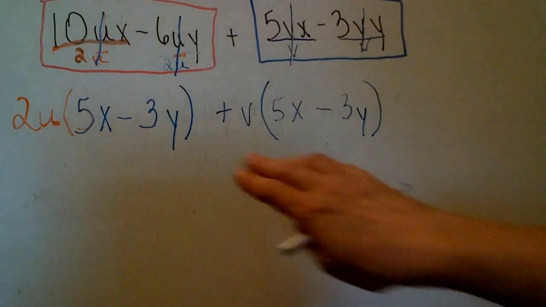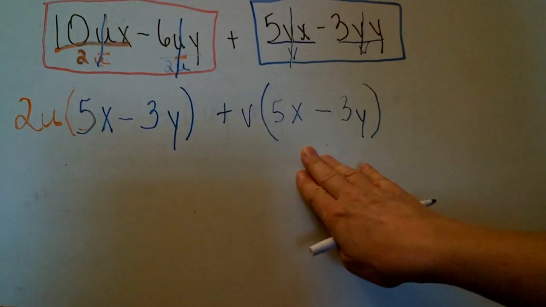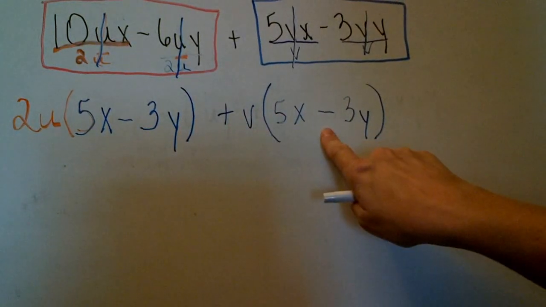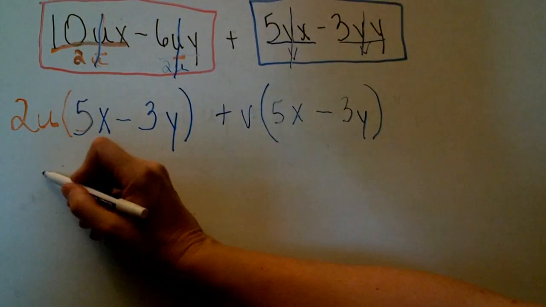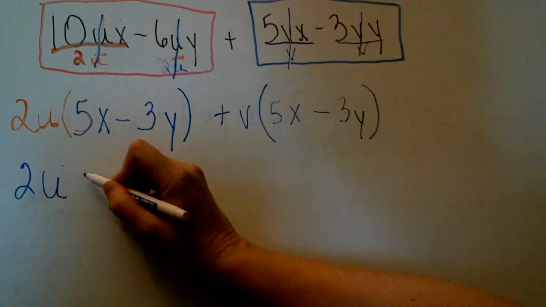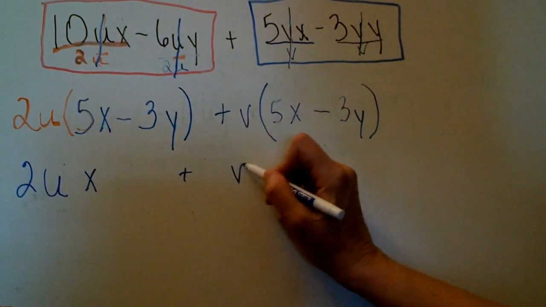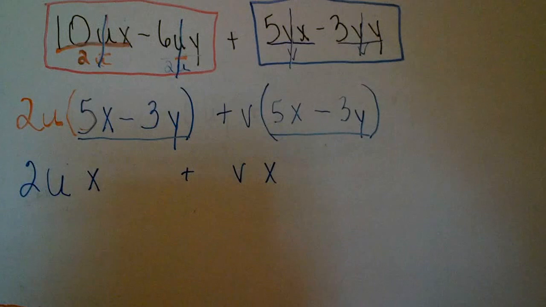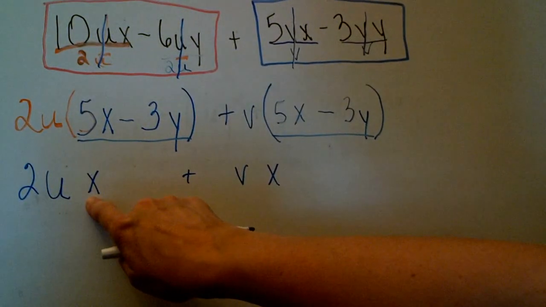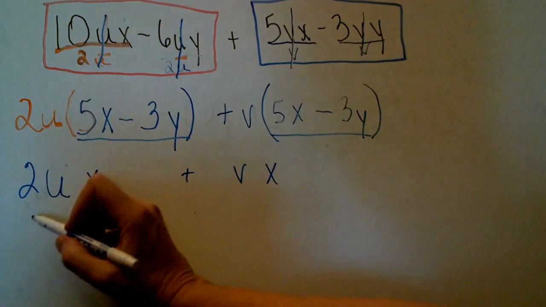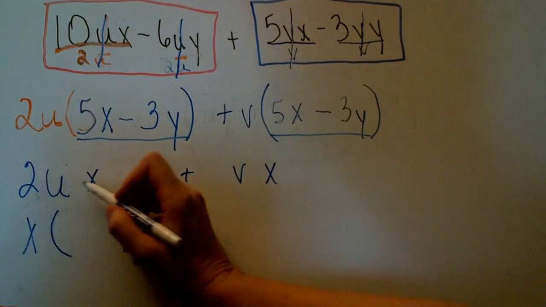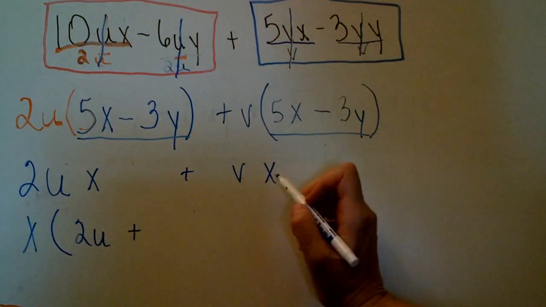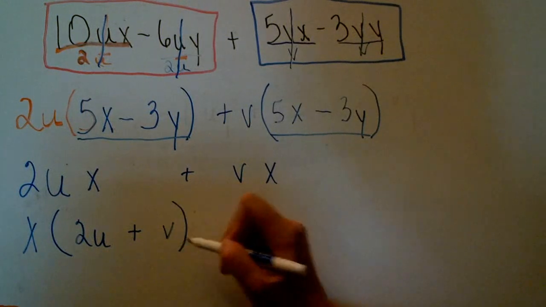Now, if you know the next step, I can tell you easily what to do, but let me back up for just a minute. What if this were an x and this were an x? You would have 2ux plus vx if this equaled x and if this equaled x. Do you see how I could pull x out of either side? Just like we did up here. And 2ux divided by x is 2u. And vx divided by x is v.